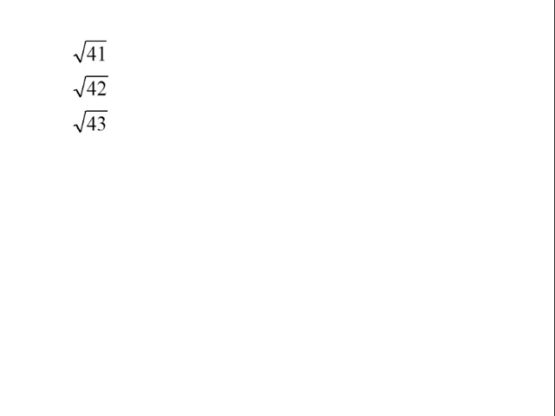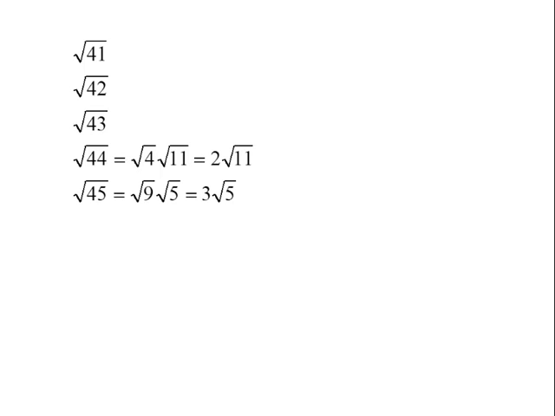43 is prime. 44 has 4 as a factor, so we are left with 2 radical 11. 45 has 9 as a factor, so the square root of 9 times the square root of 5 gives me the square root of 45, and that simplifies to 3 radical 5. 46 is 2 times 23, no perfect square factors.